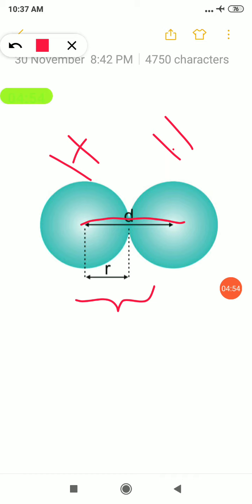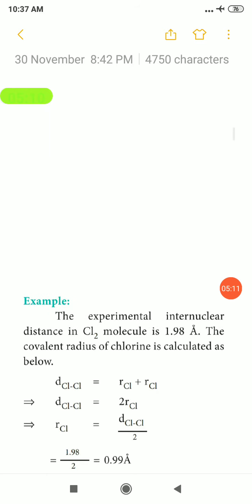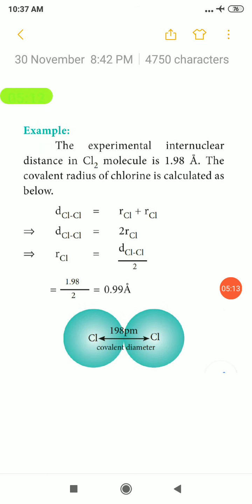Understood? Atoms are never alone. First, we have to measure the internuclear distance of a covalently bonded molecule. Then we can divide the value by 2, so that we'll be getting the covalent radius. Similar to covalent radius, we have another term, that is metallic radius, that we will see later. Now there is an example given of how to measure the covalent radius of a molecule.